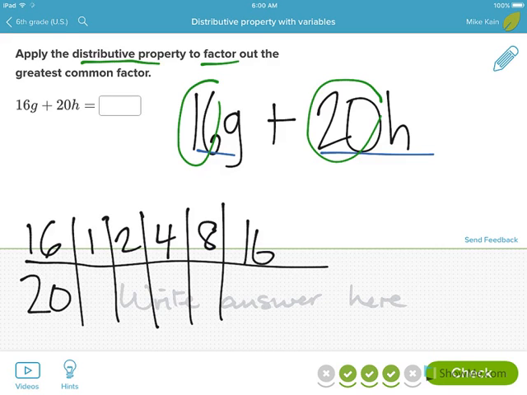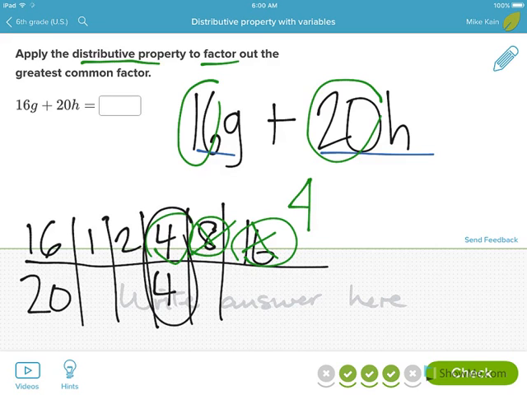So now let's start with 16. Does 16 divide into 20? No. Does 8 divide into 20? No. Does 4 divide into 20? Yes. 4 times 5 is 20. So they have the number 4 in common, and it happens to be the greatest number in common. So what we're going to do is put that number outside the parentheses.